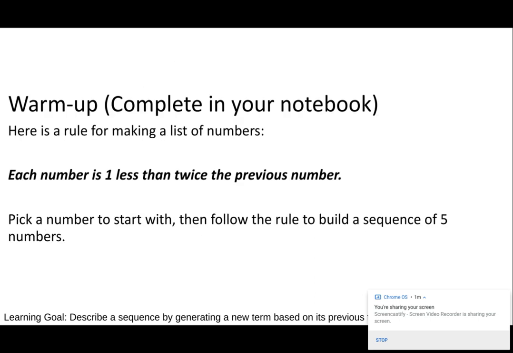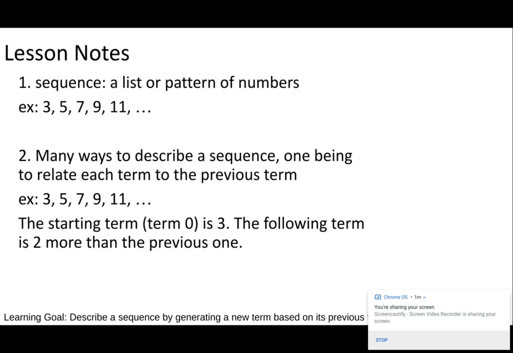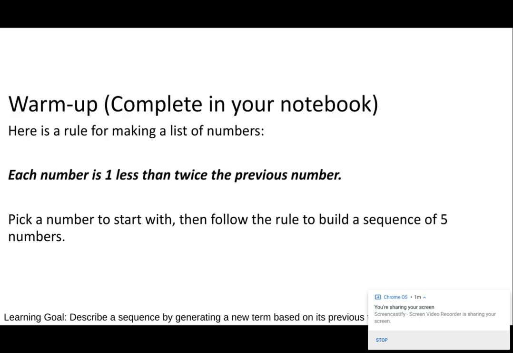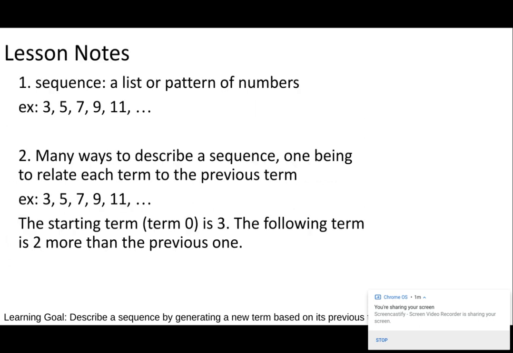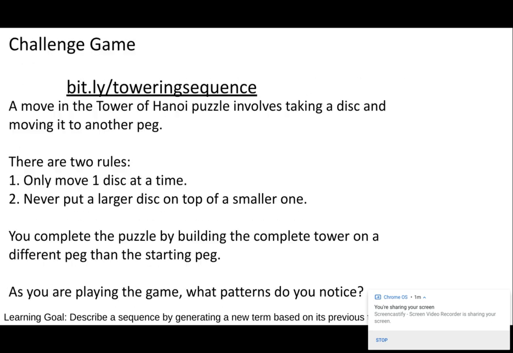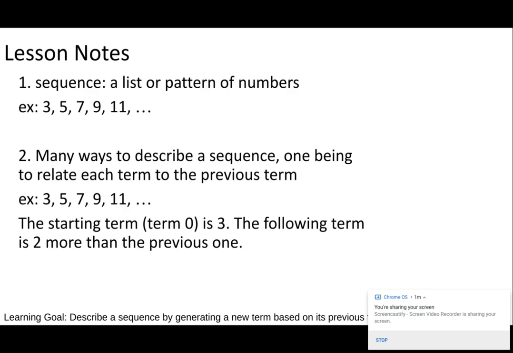There'll be a warm-up, which we already did, and there'll be lesson notes, which you should have copied down already. And then after we go over the warm-up, I will share with you a video, the video you're watching now, in which I talk about the lesson notes and then go through the examples that follow.